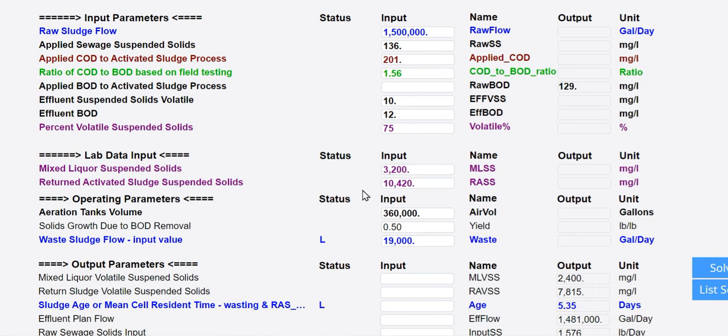Here we have the mixed liquor suspended solids, and we have the return activated sludge suspended solids. You'll see that the aeration volume is given. A default value of 0.5 is usually used for the yield of solids growth through the BOD. In this particular case, we have 19,000 gallons per day of wasting.